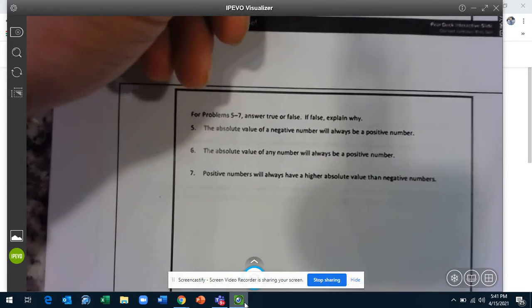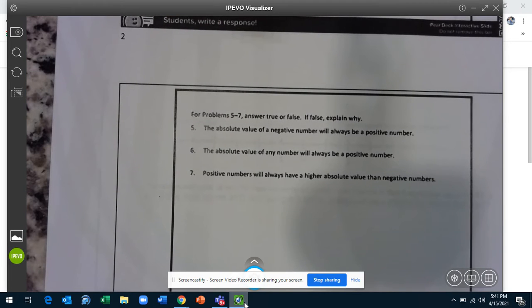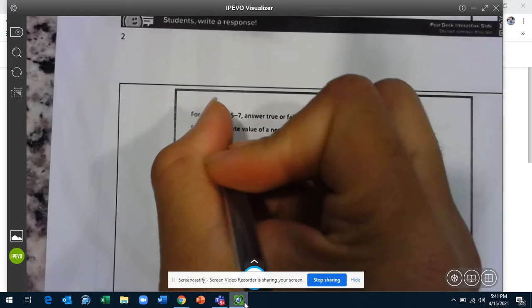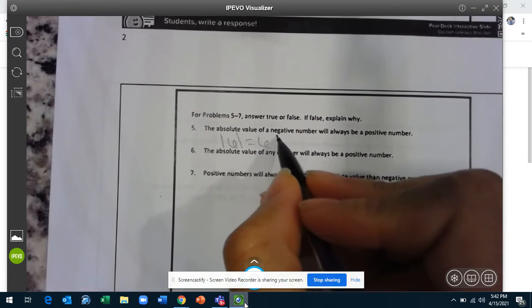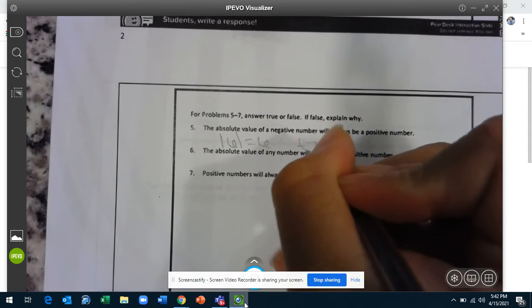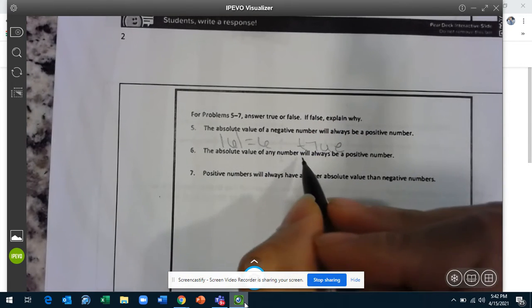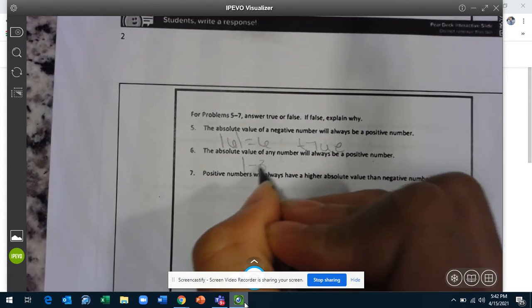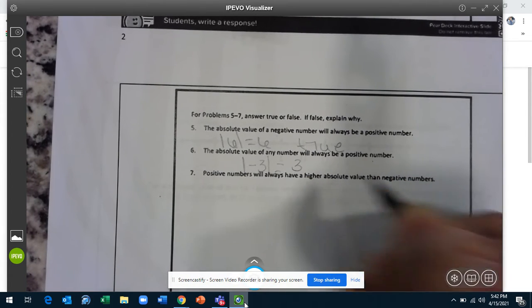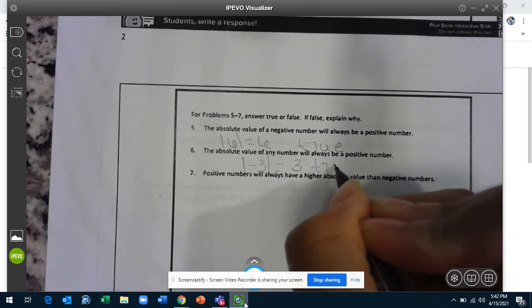All right, looking at number two. It says for problems 5 through 7, see if they're true or false. If false, explain why. It says the absolute value of a negative number will always be a positive number. So we do an example. Let's just say the absolute value is 6. It is 6. Therefore, 6 is a positive number. This is true. The absolute value of any number will always be a positive number. If we take a negative number and say the absolute value of negative 3, the answer will be 3. So this is true.